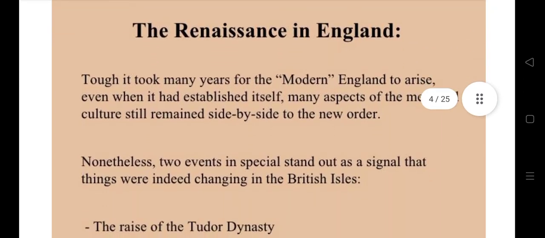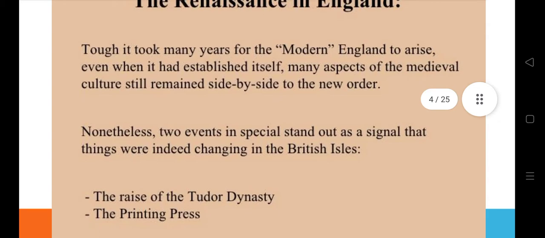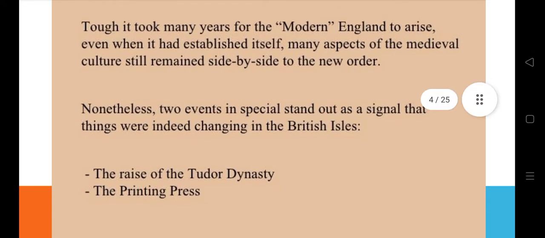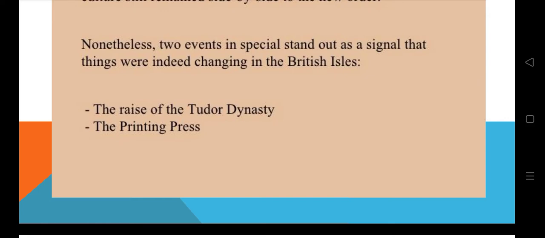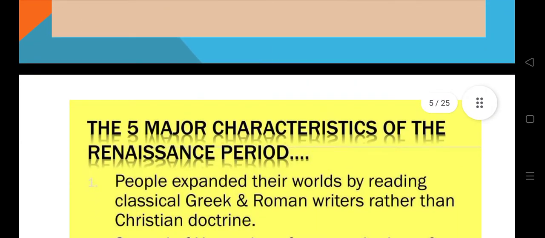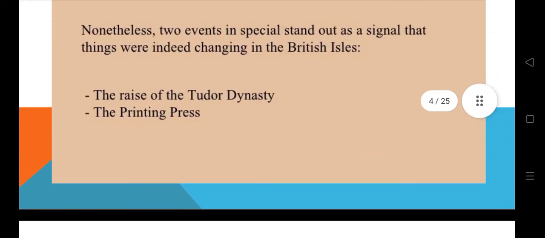So we'll see the Renaissance in England. It took place in England, and left its everlasting impacts and allowed modern England to arise, even when it had established itself on many aspects of medieval culture. We'll see two important events with respect to that: the rise of the Tudor dynasty and the printing press. The Tudor dynasty came to power, and the printing press was invented by William Caxton.